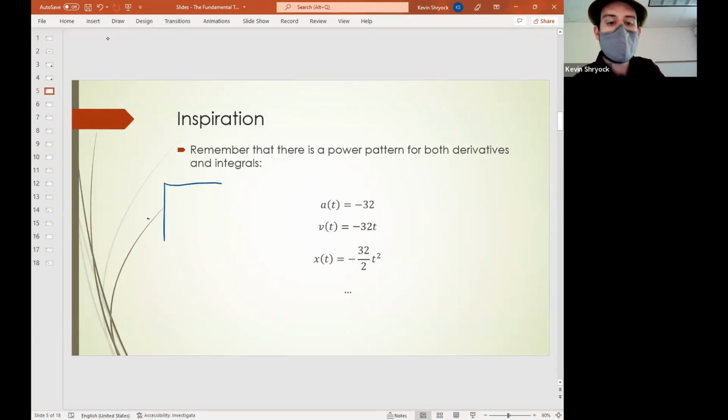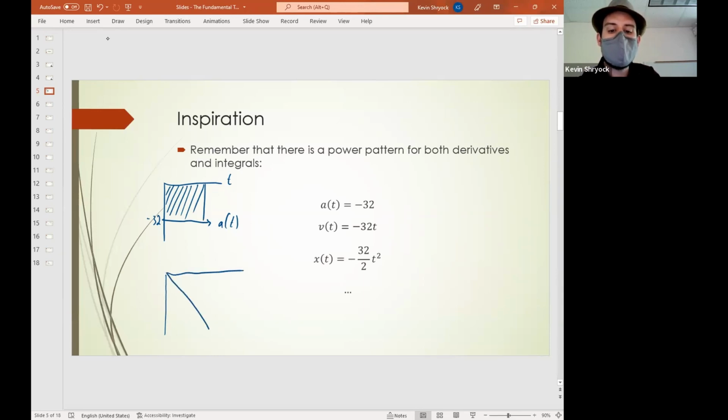We started off by saying -32 is our acceleration, based on how much time passes. We took that as an area and said that I could take all of that area together and I could make a brand new equation. That equation has to be one that steadily ramps in velocity. So that's where our velocity equation came from.